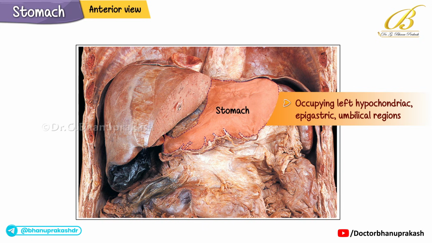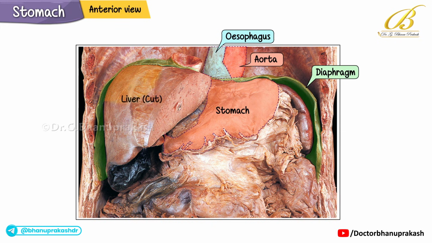In the upper part of the image, we can see the thoracic part of the esophagus and the aorta just above the diaphragm. The cut ends of the liver and diaphragm are shown to provide a clearer view of the anterior surface of the stomach. Just above the liver, note the cut end of the inferior vena cava.